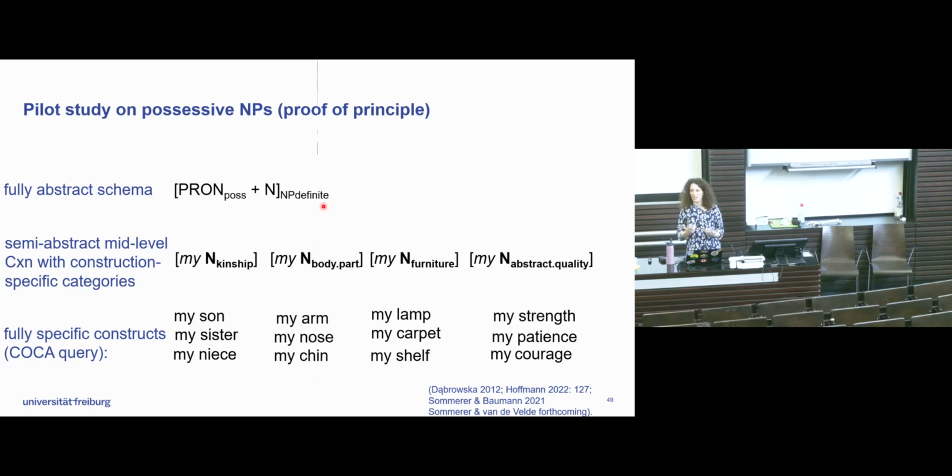So we thought, okay, maybe it would be plausible to come up with the hypothesis that my plus kinship terms constitutes a mid-level abstraction in the constructional network, okay? So maybe that's something that we store separately, my plus an open slot for kinship terms. And maybe this also holds for my plus body part or my plus furniture and my plus abstract quality, okay?